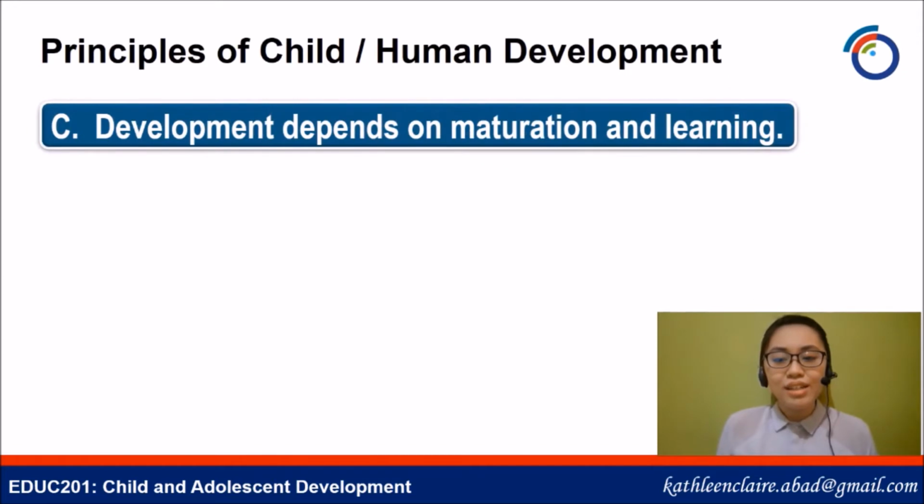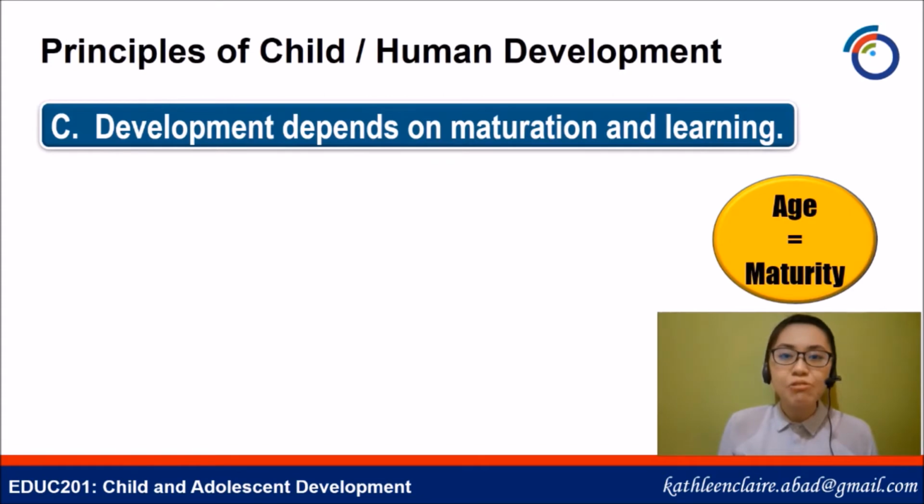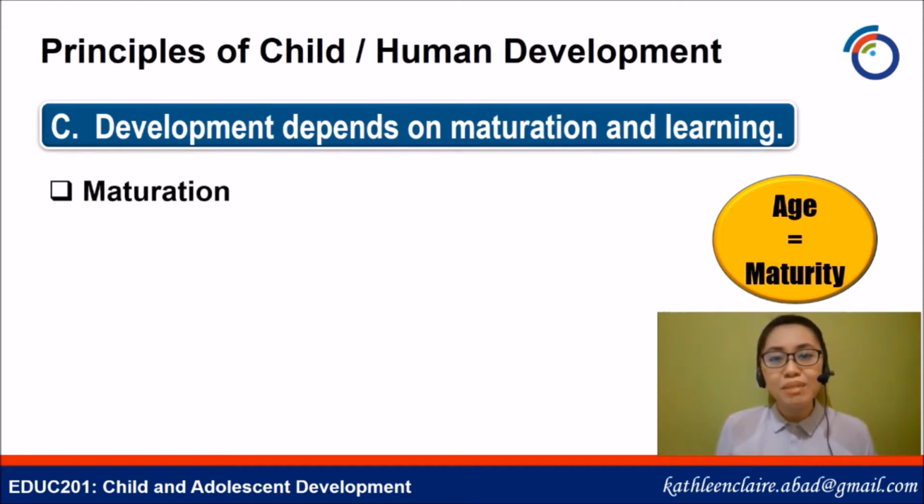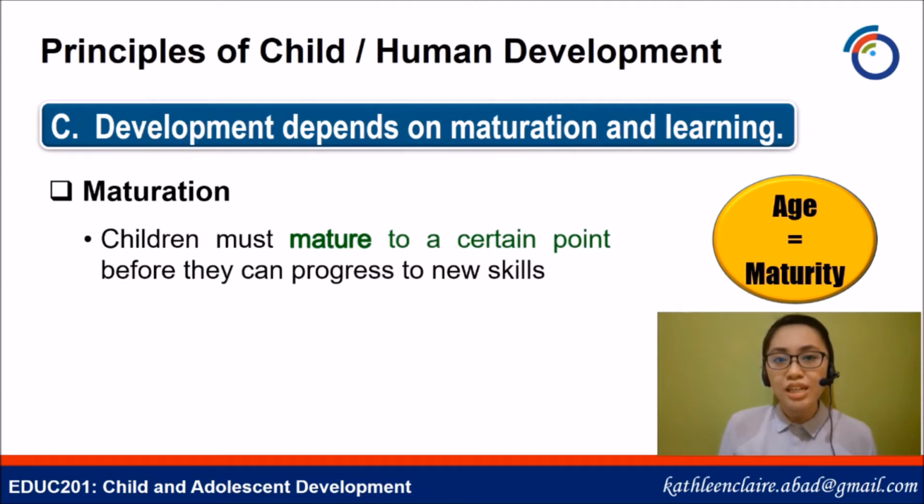Next, letter C. Development depends on maturation and learning. So, nabanggit ito ng pahapyaw last time, diba, sa ating maturational theory. And kung babalikan natin yung discussion natin last module, meron dun na sinabi that maturity is equivalent to age for maturationist. So, now, when we say maturation, ibig sabihin that children must mature to a certain age bago sila makapag-progress sa ibang skills or sa new skills. So, for them, kailangan munang umabot sa ganitong specific age before makonsider as mature.